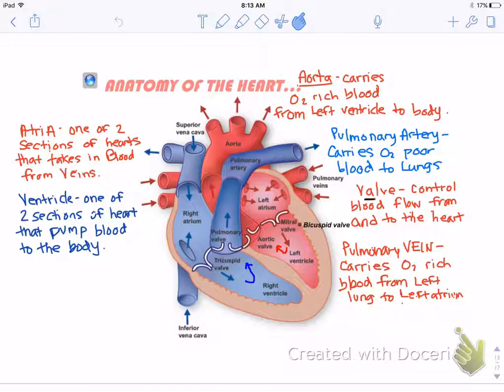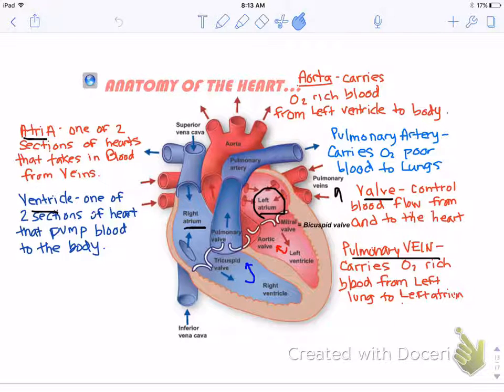Your valves can control blood flow from and to the heart, so they can open and close to control blood flow. The pulmonary vein, right here, is going to carry oxygen-rich blood from the left lung to the left atrium. Your atria are 2 sections of the heart that take in blood from the veins. And your ventricles are 2 sections of the heart that pump blood to the body.